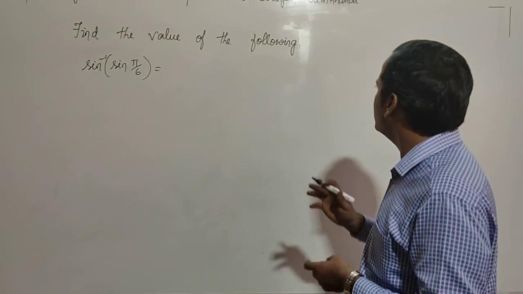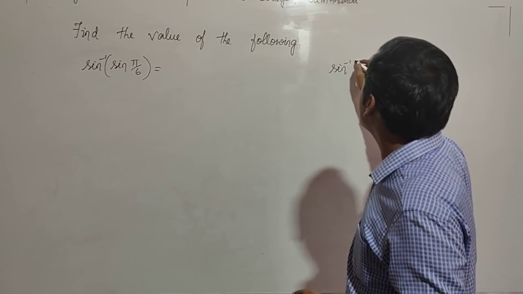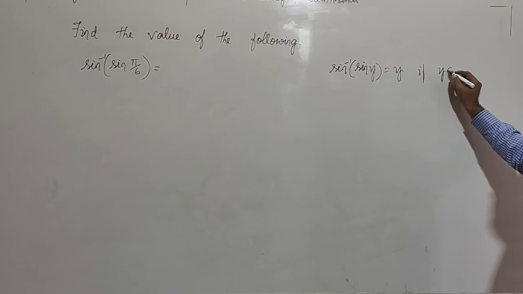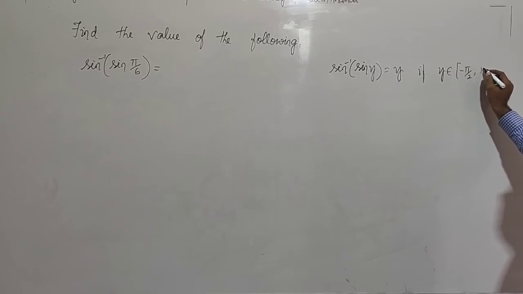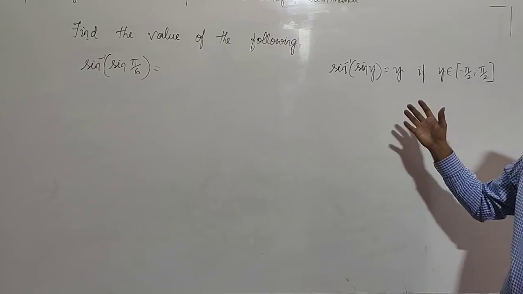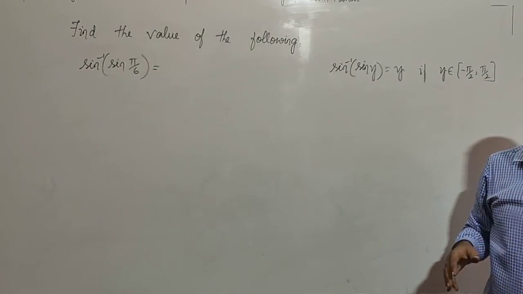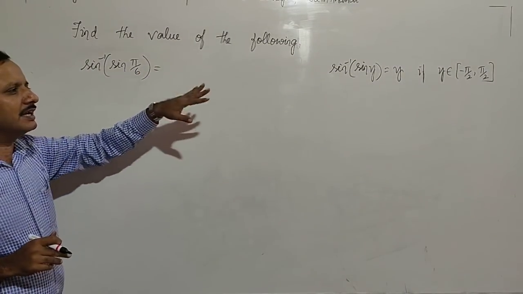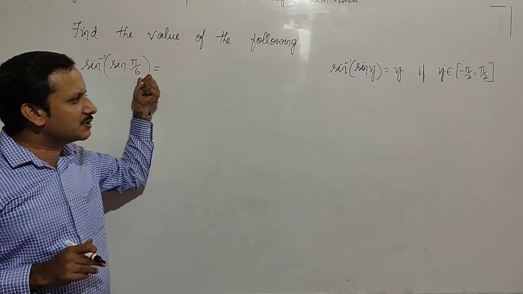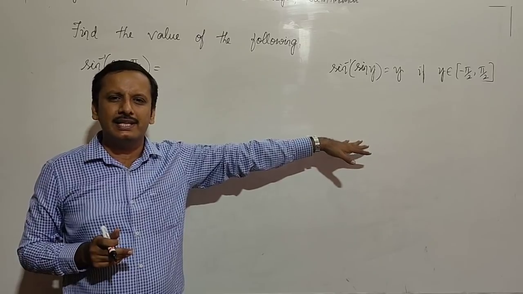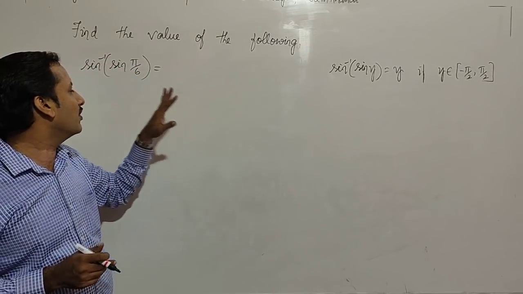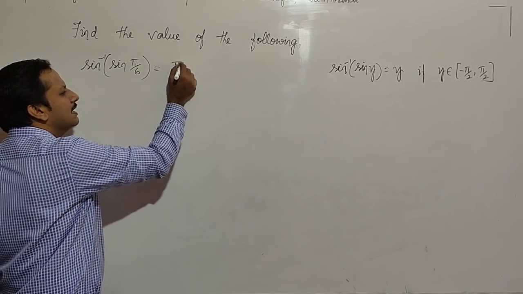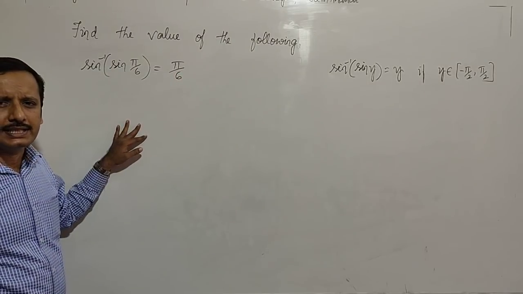Earlier, I already gave you one formula which says sin inverse of sin y is equal to y if y belongs to the closed interval minus pi by 2 to pi by 2. Now, can we use this formula here? Yes, we can, because here also we have sin inverse of sin y, and that y, which is pi by 6 here, lies in the principal branch. So this is not a problem. Directly I can use that formula. Sin inverse of sin y is equal to y. Therefore, sin inverse of sin pi by 6 can be directly written as pi by 6.